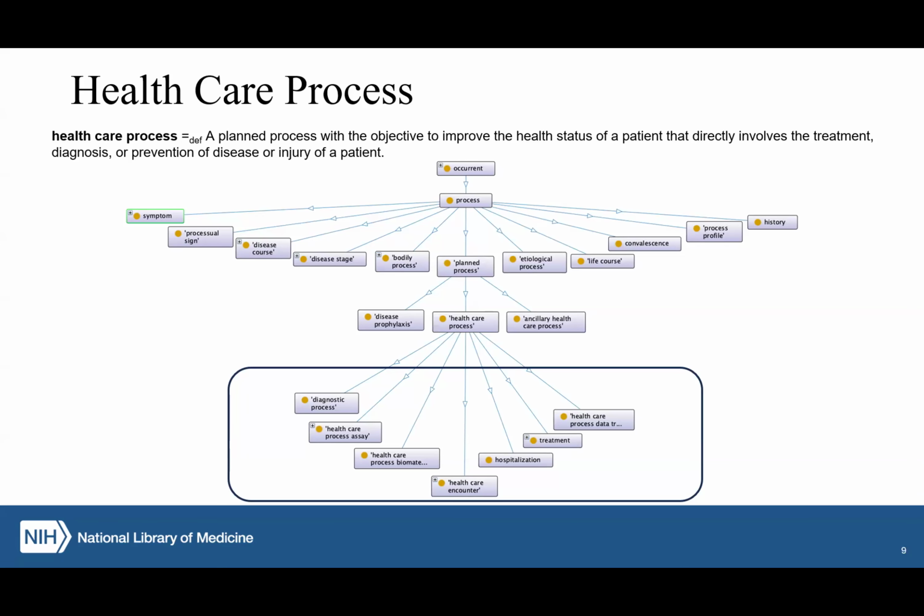We also represent a variety of different healthcare processes. So we define a healthcare process as a planned process with the objective to improve the health status of a patient that directly involves the treatment, diagnosis, or prevention of disease or injury of a patient. And from here, we build out a bunch of different classes such as treatment, hospitalization, healthcare encounter, etc. We do have a class for healthcare process assay, but we try not to represent some of the more granular types of assays that exist out there, and instead prefer to leave that work to other ontologies such as OBI.